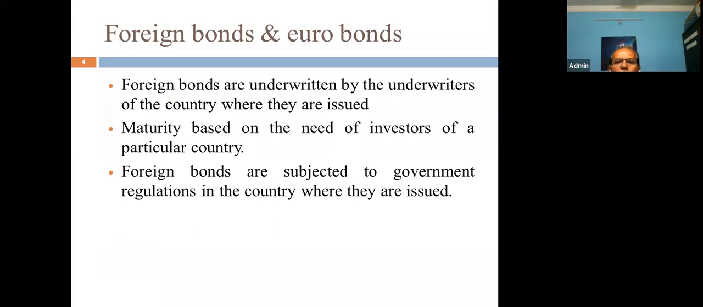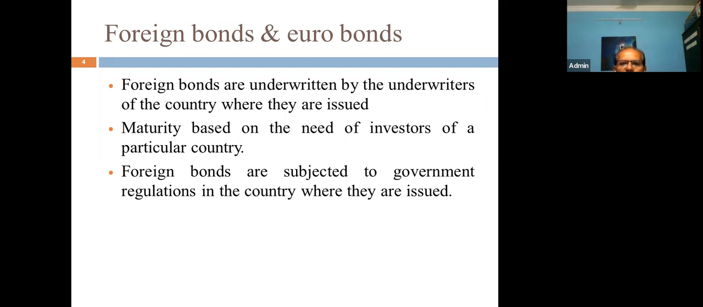These are the short and medium-term instruments, and this is long term. Now, foreign bond and euro bond. What is the difference between them? Actually, both are international bonds. Only their currency is different. Foreign bonds are in terms of dollar, and euro bonds are in euro currency.